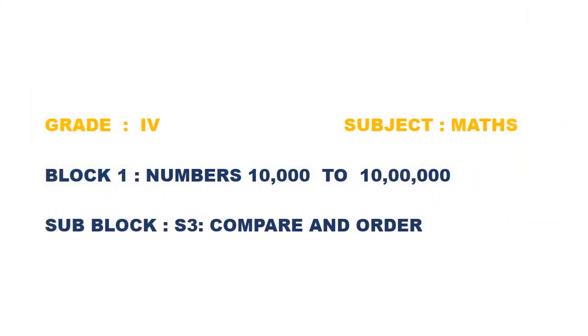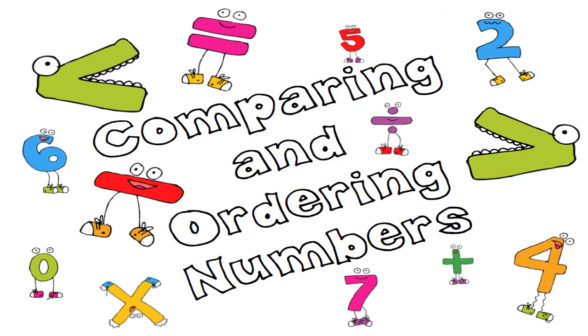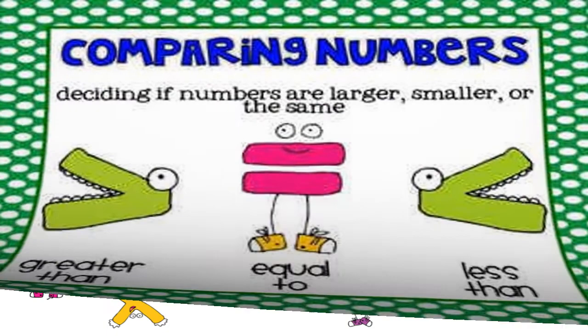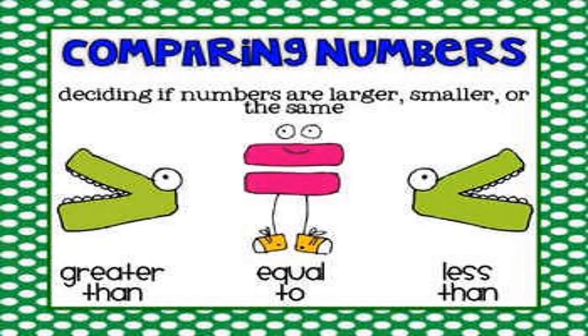Good morning children. Our today's topic is compare and order, that is S3 from block 1. So today we are going to learn about comparing and ordering numbers. Comparing numbers is nothing but deciding if numbers are larger, smaller or the same. So we are going to use these three symbols to compare the numbers.